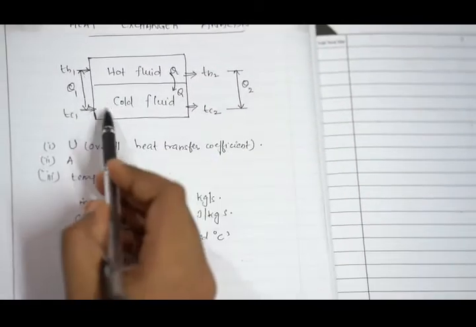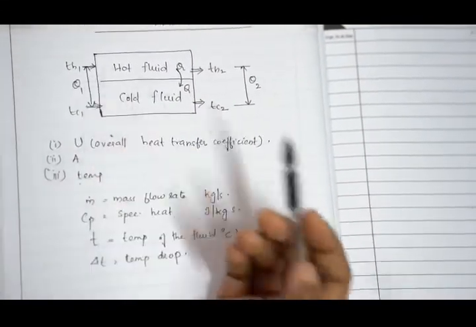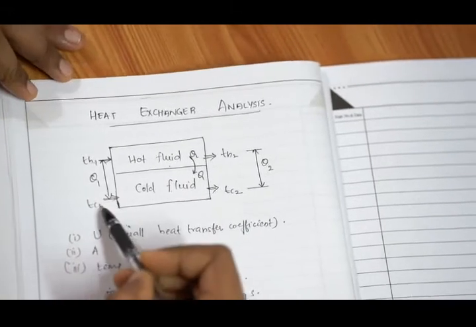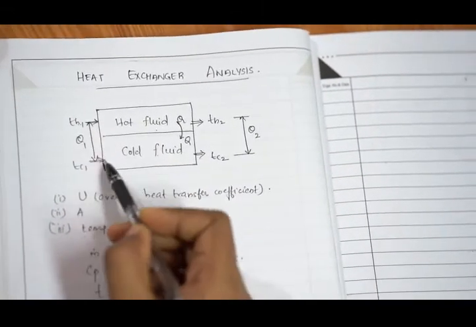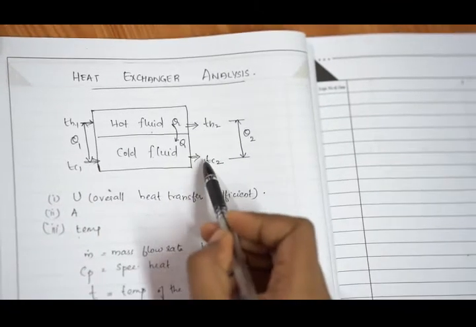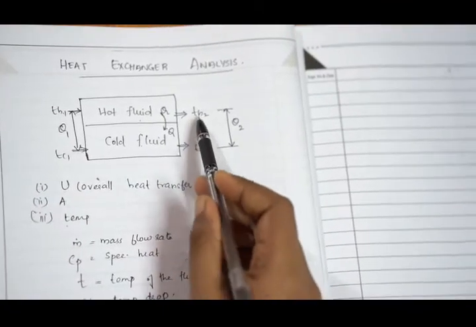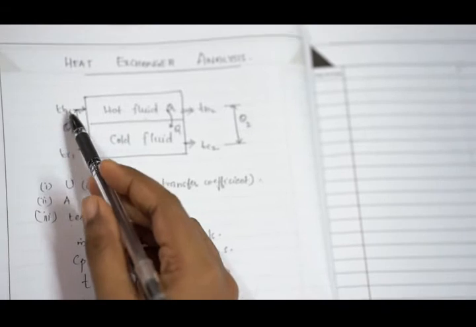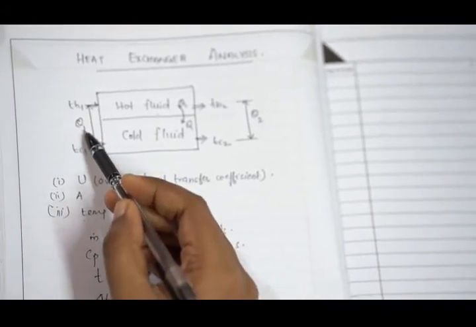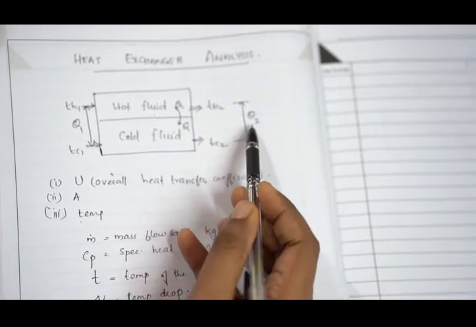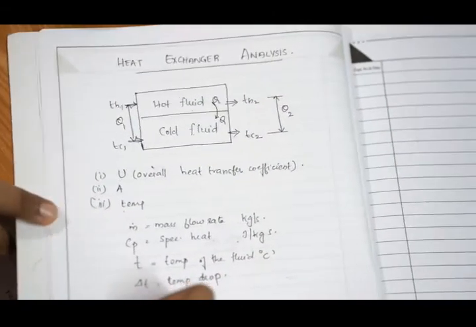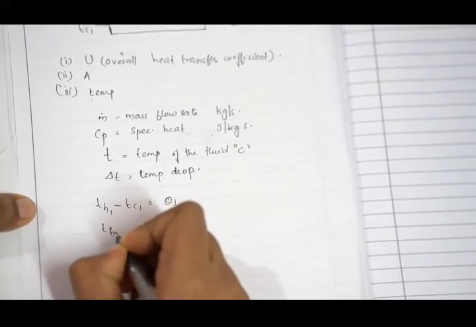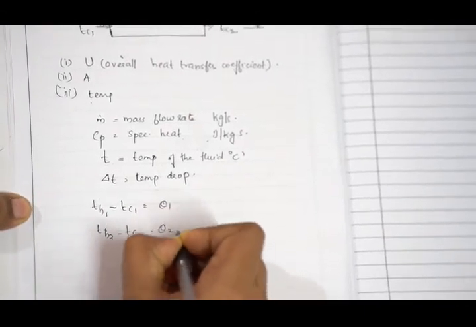Okay, from this figure, first of all we are going to consider a parallel flow heat exchanger. There is hot fluid and cold fluid. TH1 and TC1 are the inlet temperatures of hot and cold fluid respectively. TH2 and TC2 are the outlet temperatures of hot and cold fluid respectively. So the temperature difference between inlets, that is TH1 minus TC1, is called theta 1. TH2 minus TC2 is called theta 2.